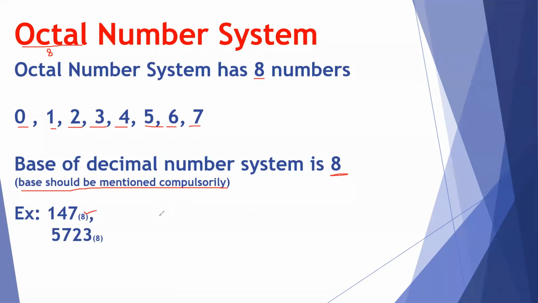If I'm writing like this, here is one more example where it is not an octal number: 1, 4, 9, 2, base 8. If I'm mentioning it like this, don't just look at the base and say it is an octal number.